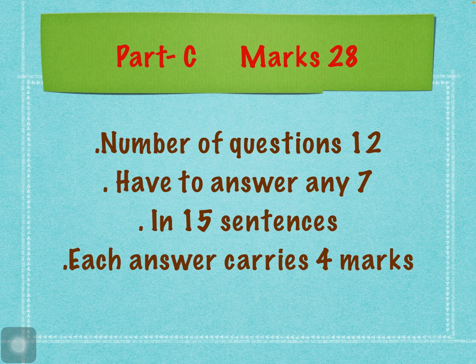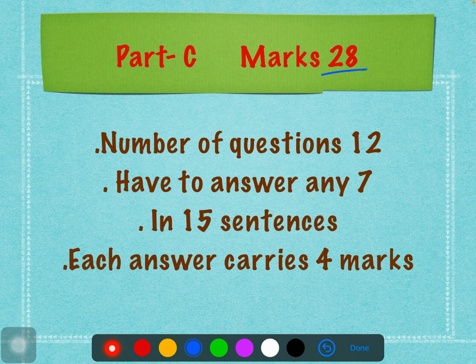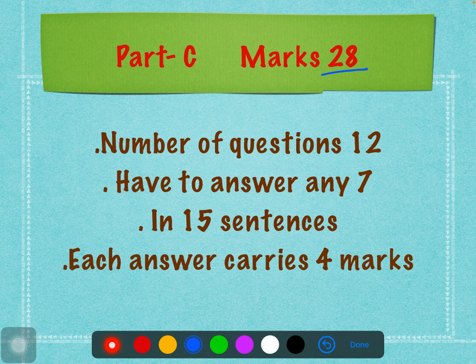And Part C, which is the third part of the question paper, is the lengthy answers section. By writing only Part C, you can score 28 marks. By only attending Part C, you're going to score 28 marks. That means definitely you will have a lot of choice.